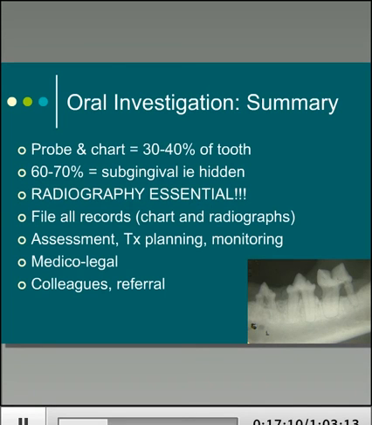So in summary, our probing and charting is going to look at 30 to 40% of the tooth, and it really is your first and essential part of diagnosis and really assessing this mouth properly. But the rest, because it's below the gum line by definition, we're going to need to start imaging. Once you've got all your information, make sure that it is archived properly so that you've got it to back you up, be that for planning, monitoring, or medico-legal purposes. And also, of course, you might have colleagues that you're discussing a case with, or it may be that you're looking at referring this animal, and all of this information is valuable.